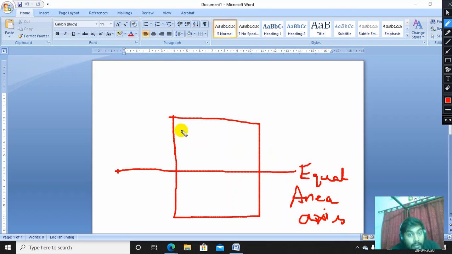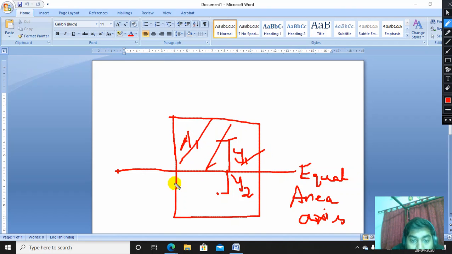Then for the portion above the equal area axis, we have to find out the CG, and for the portion below the equal area axis, we have to find out the CG. Then the distance between the CG and the equal area axis, that is y1, and this is y2. Those two we have to consider, y1 and y2, and consider A1 is the area of that part and A2 is the area of that part.